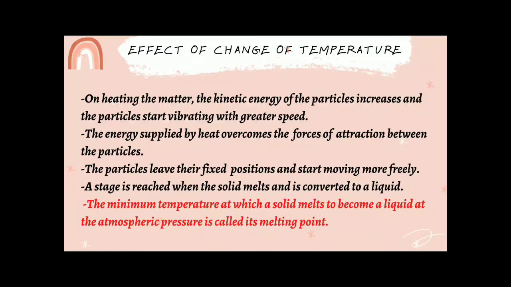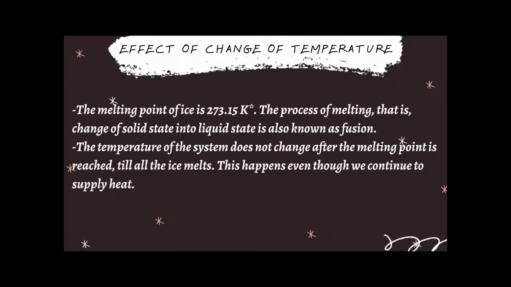How does this happen and when does it happen? At a particular point. What is that point called? Melting point. When a solid gets converted into liquid, it happens at its melting point. What is melting point? The minimum temperature at which a solid melts to become a liquid at atmospheric pressure is called its melting point. The melting point of ice, for example, is 273.15 Kelvin. Kelvin is the unit of temperature. The process of melting, that is change of solid state into liquid state, is also known as fusion. So, when matter changes from solid to liquid, the term used is fusion.